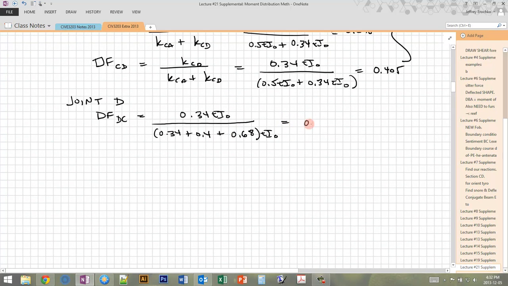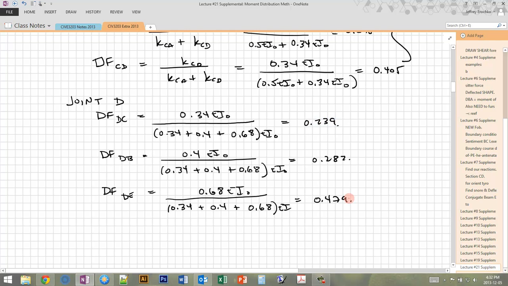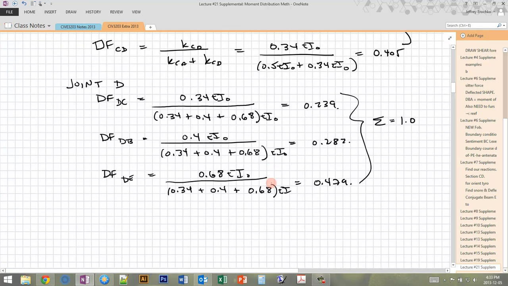And this is going to be equal to 0.239. Then we can do the other two. Okay, so you'll notice the denominator is the same for all 3 cases, and we're just picking out the first number, the second number, or the third number. And then again, all the members framing into joint D, the distribution factors have to sum up to 1.